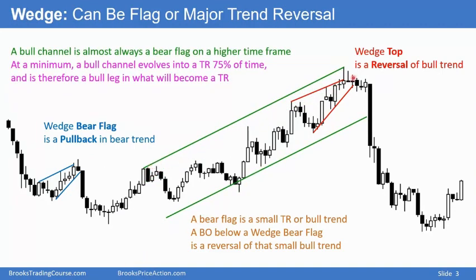Every bull channel is almost always a bear flag on a higher time frame chart. And in a bull channel, there is a 75% chance you'll get a bear breakout, either by going down or by going sideways. And then the market evolves into a trading range. And therefore, a bull channel is ultimately a bull leg in what will become a trading range.